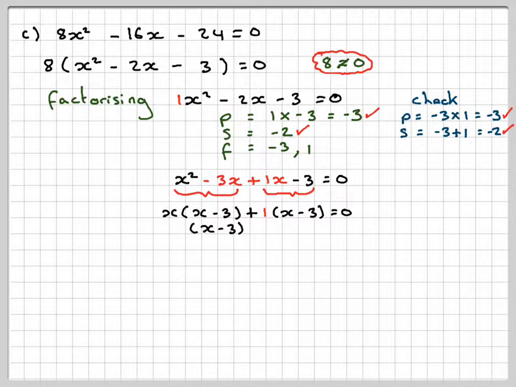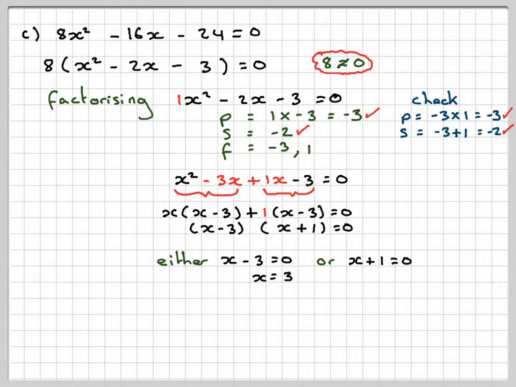So we get x minus 3, x plus 1 is equal to 0. So either x minus 3 is equal to 0, which gives x is equal to 3, or x plus 1 is equal to 0, which gives x is equal to minus 1. So our two solutions are x is equal to 3 or x is equal to minus 1. This has been a video to show you how to solve more complicated quadratic equations. I hope you've understood, and I thank you very much for watching.